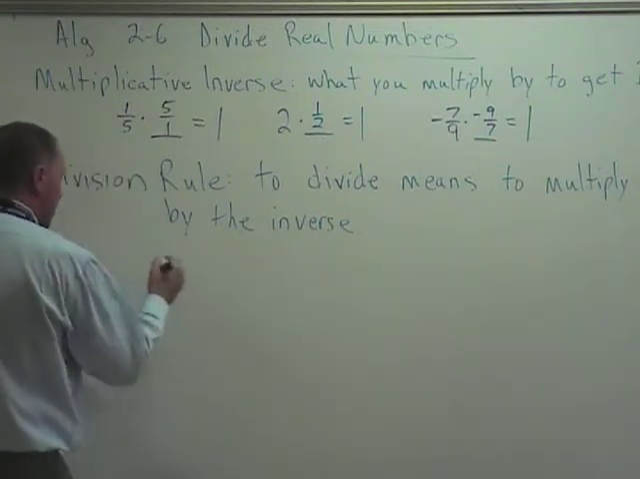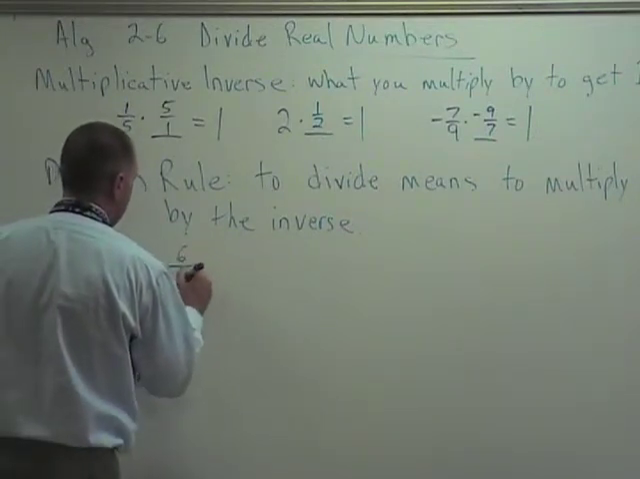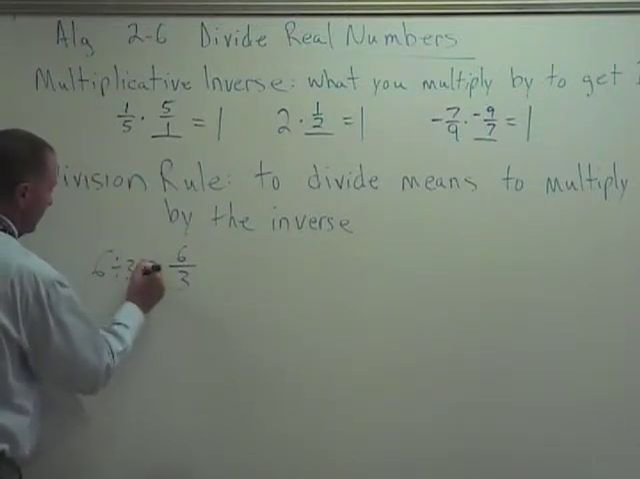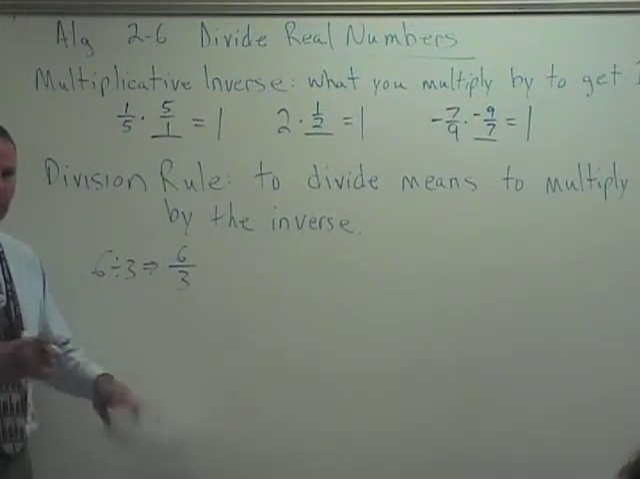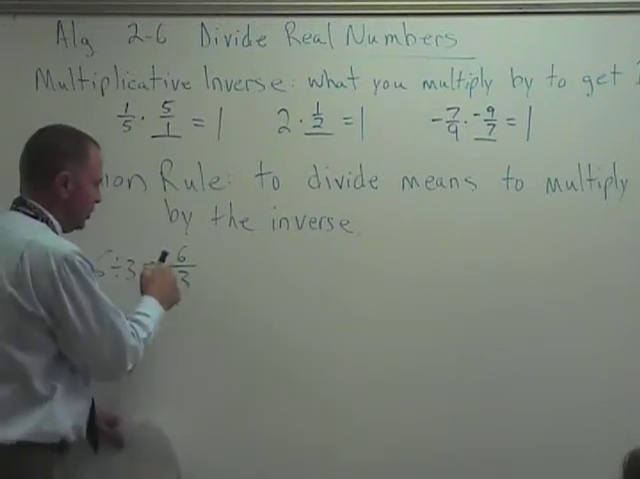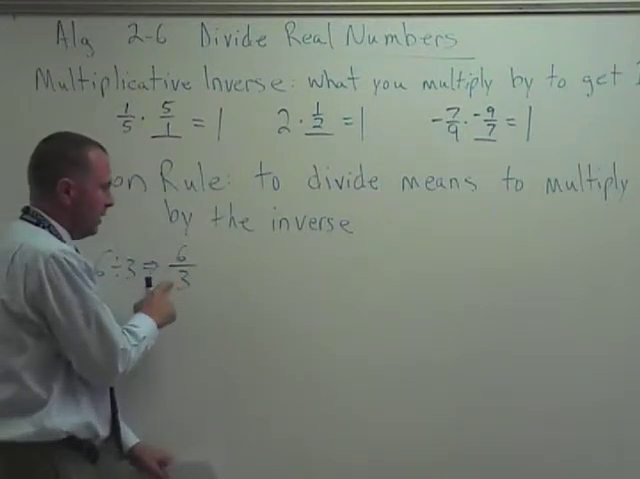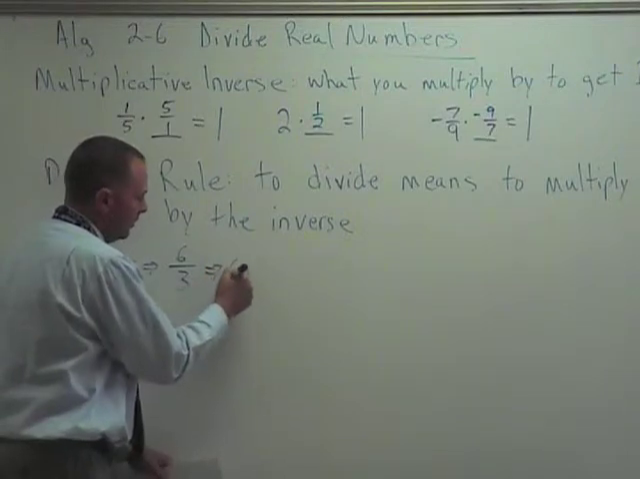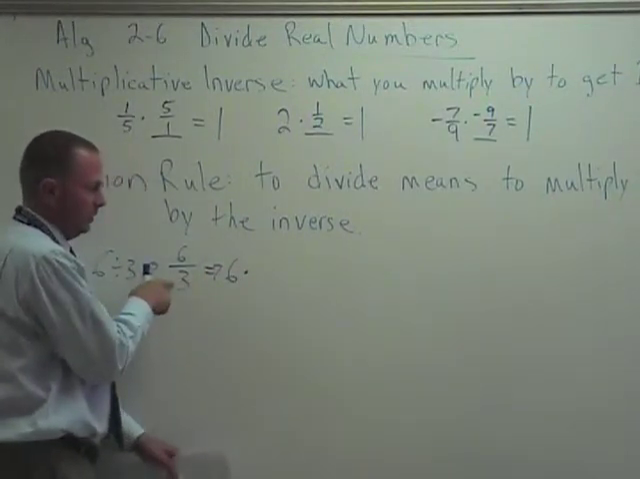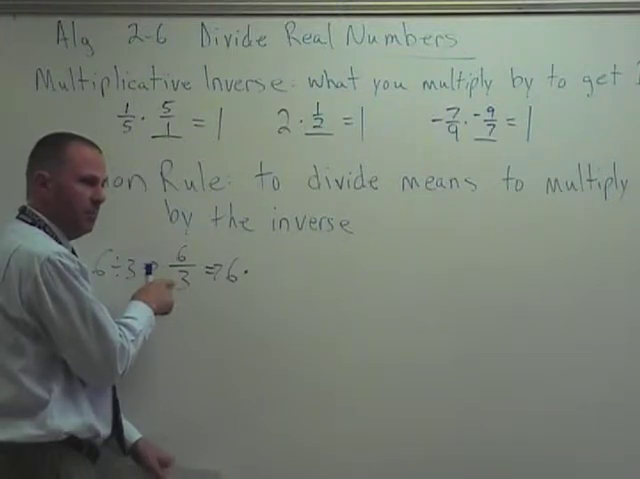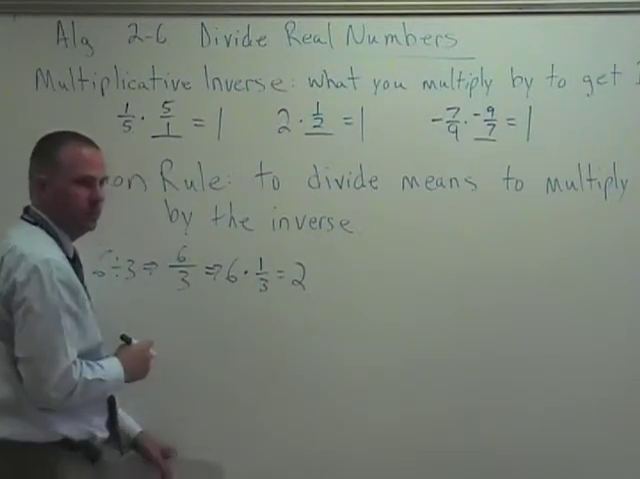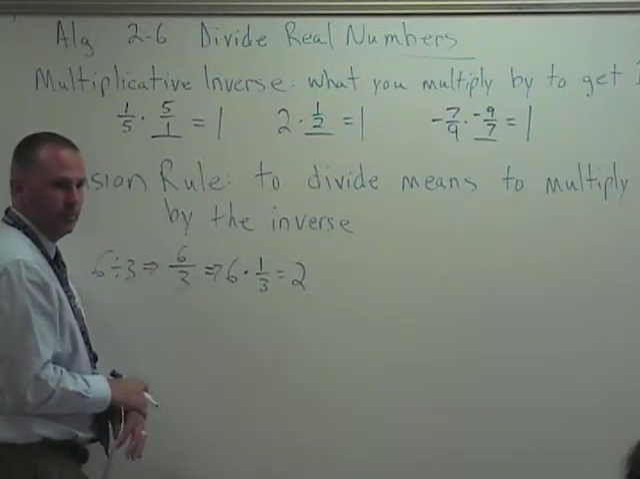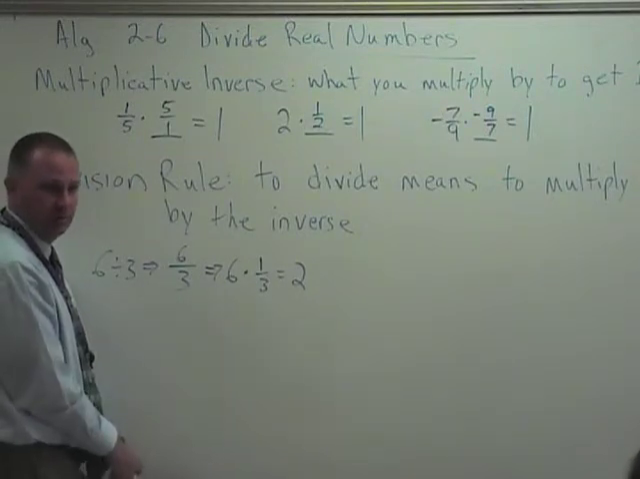All right, just to show you what I'm talking about, let's do 6 over 3. That's really the same thing as 6 divided by 3. That's just a fraction. 6 divided by 3 is 2. Let's show that this is really true. 6 divided by 3 means you are multiplying by the inverse. I'm going to divide by 3, that means I'm going to multiply by 1/3. And 1/3 of 6 is 2. I'm just showing you that it works. Yeah, it does work. That works with everything.